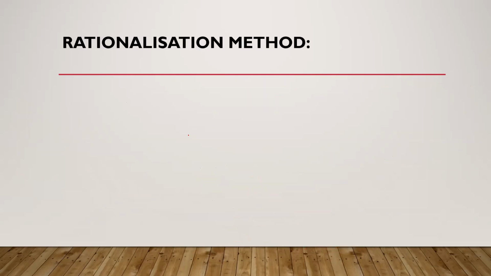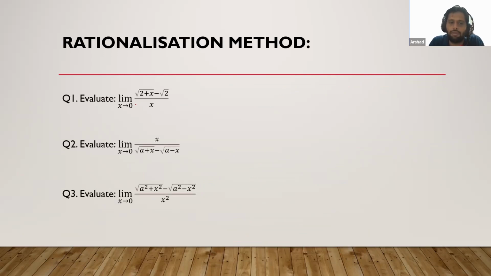Okay. Next, we have the rationalization method. This is the third method. For example, if you have this question, limit x tends to 0. What we will do is start from the direct substitution method. If you put a 0 here, then please check, you will get root 2 minus root 2, which is 0, 0 by 0. So the first method, direct substitution, is not applicable here.